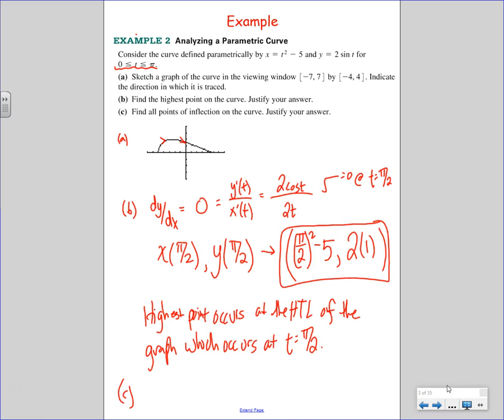Pause, pause, pause. We're getting questions, but some of you are just sitting there and staring at me. That's not what you're supposed to be doing. Points of inflection come from changes in sign of the second derivative which occur at zeros or DNEs of the second derivative, right? Ready, set, go.